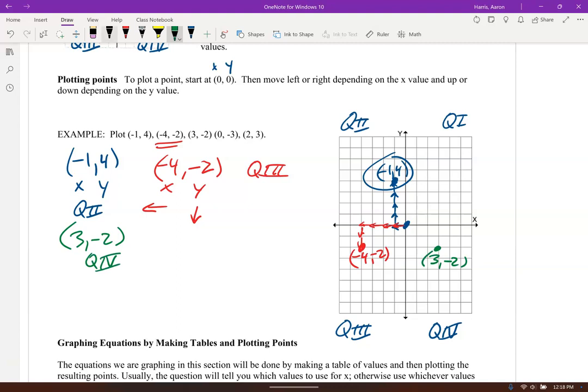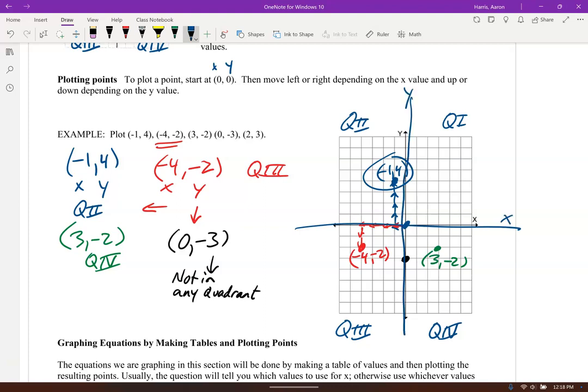And let's do 0, -3. So 0 means it does not go right or left, but it does drop down 3. 0, -3. So then the question is, is it in a quadrant? It's not, because it's right on an axis. It's on the y-axis. This is our x-axis. That one's our y-axis.